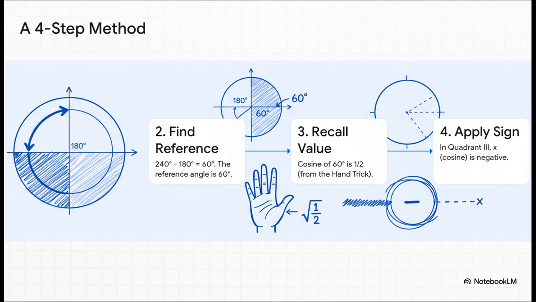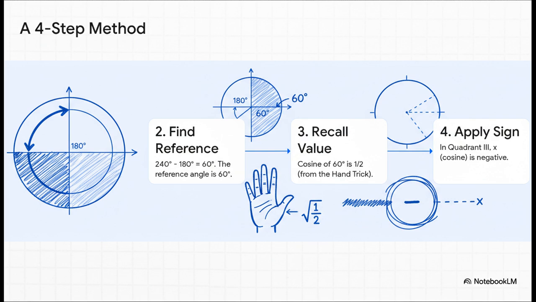Step 2. What's the reference angle? Well, the distance from 240 back to the nearest x-axis at 180 is 60 degrees. Okay, step 3. What's the cosine of our 60-degree reference angle? Let's use the hand trick. One finger above, so that's the square root of 1 over 2, which is just 1/2.